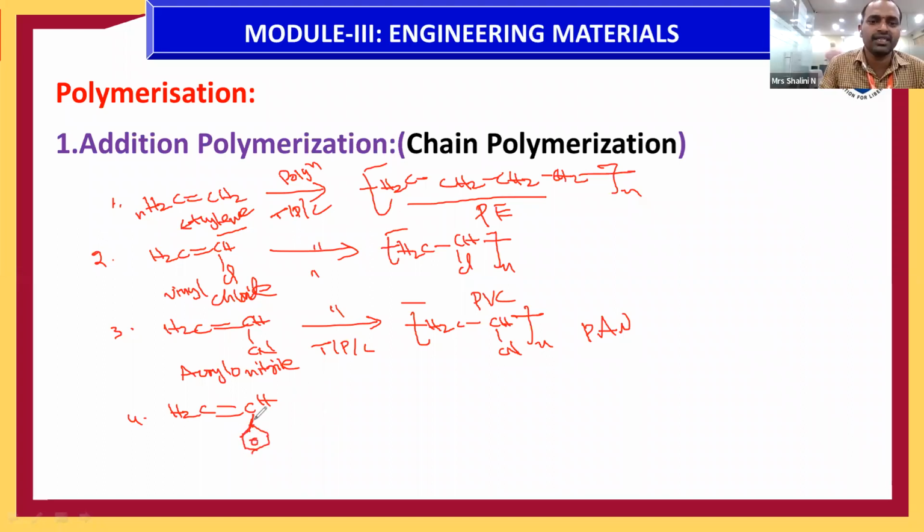So this is a benzene ring. So this is called styrene. Styrene undergoes polymerization to form polystyrene, H2C=CH taken n times. So this is called polystyrene.